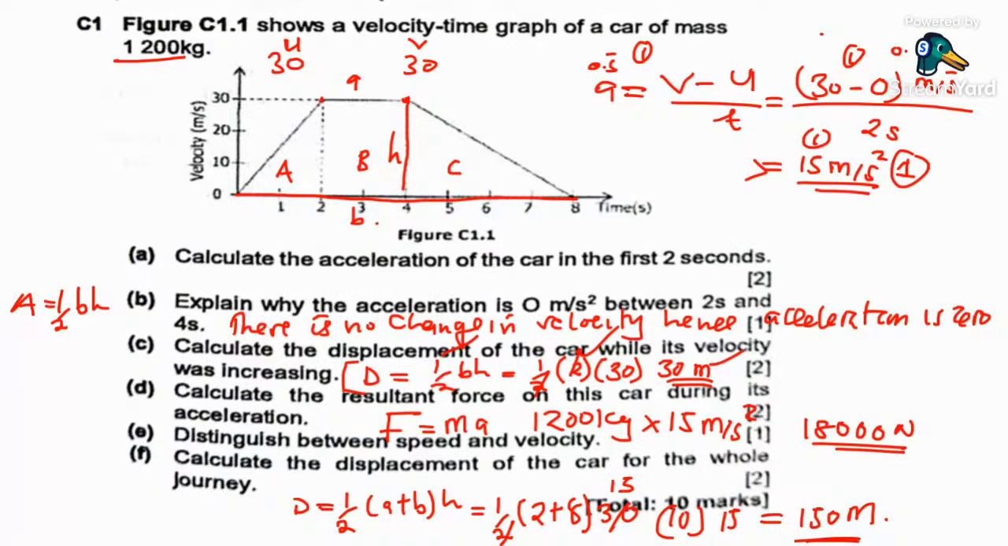Okay, so the reason why the car had 0 acceleration, yes, you are correct, because the car was at constant velocity, which is just the same. There was no change in velocity.